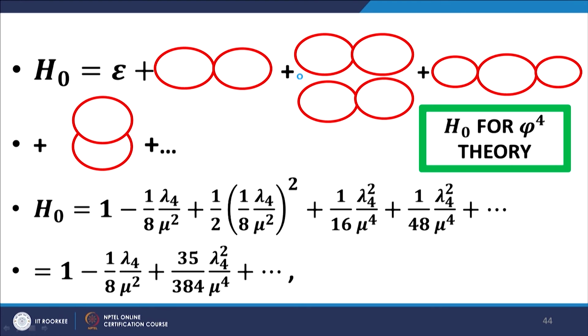This is an example of what the vacuum bubbles would look like for the phi 4 theory, and H 0 is equal to the empty diagram plus the 2 lobes plus the 2 lobes plus 2 lobes and so on. The evaluation of the empty diagram is unity. The evaluation of the second diagram we have already discussed, it is minus 1 upon 8 into lambda 4 upon mu square. And the third diagram evaluates to the product of the first and second diagrams, plus the additional symmetry due to transposition and so on.